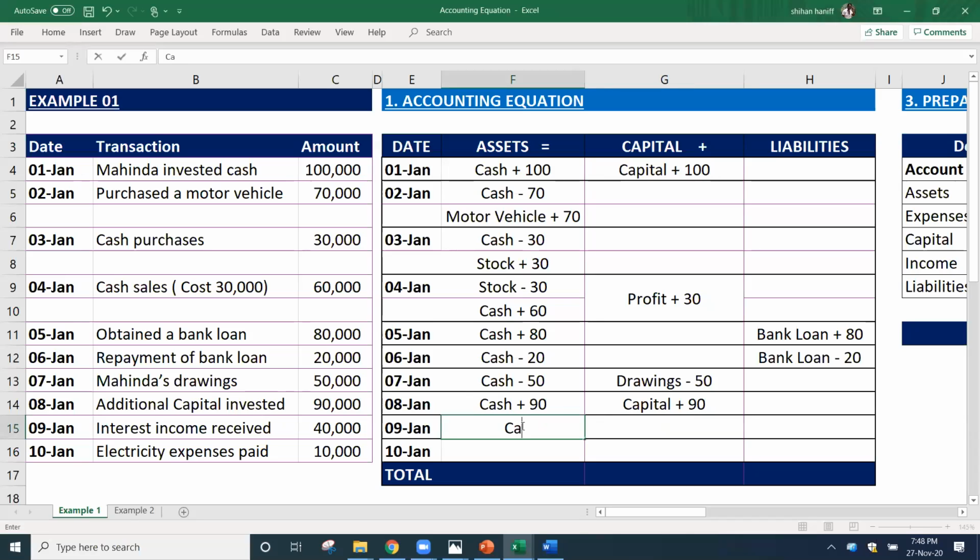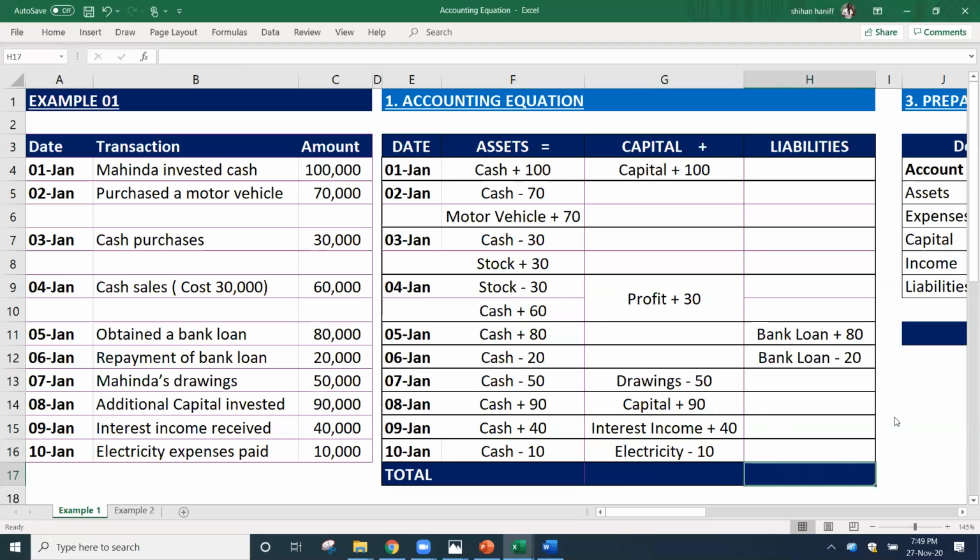Interest income, receiving cash 40,000, and all the income and expenses will be recorded in the capital column. So this interest income will increase the capital by 40,000. And last one, payment of electricity. Cash will be minus and, as an expense, capital will reduce. Electricity minus. So that's all.